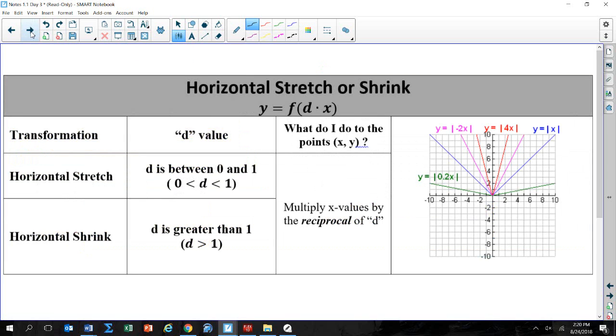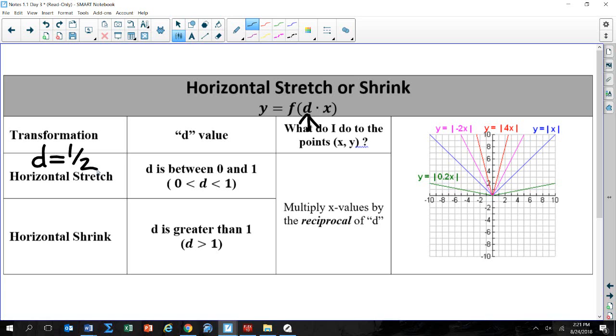Okay, so we're going to start by talking about horizontal stretch or shrink. Remember, anything inside parentheses or inside absolute value bars is weird. It's almost opposite of what we think. So if your D value, or the number inside the absolute value bars, is between 0 and 1, so that means it's something like 1/2, right? That's a number between 0 and 1. It's actually going to stretch out your graph horizontally. Isn't that weird? It's opposite of what you would think.